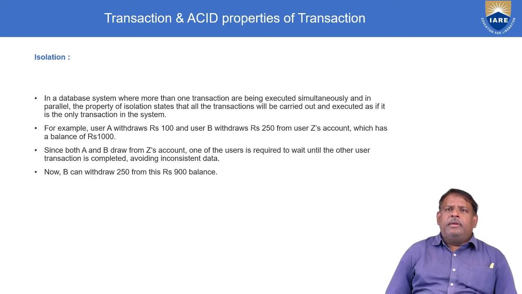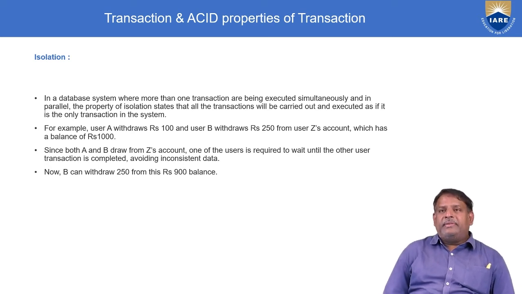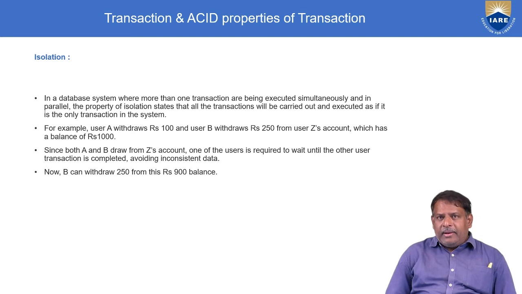Isolation. In a database system, when more than one transaction is being executed simultaneously and in parallel, the property of isolation states that all the transactions will be carried out and executed as if it is the only transaction in the system. That means each will be executed separately.